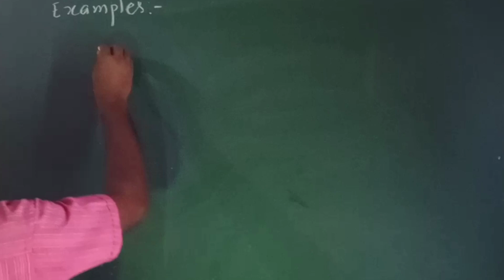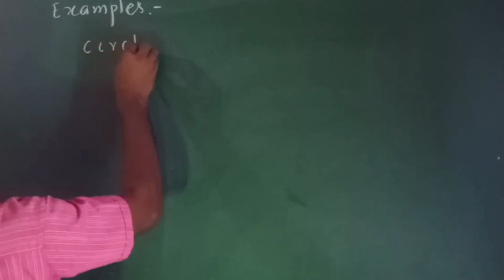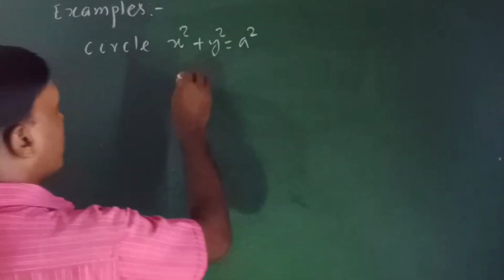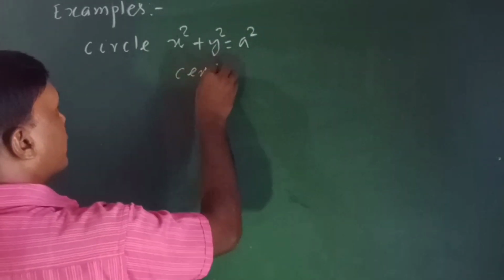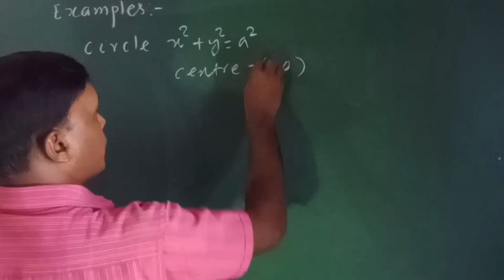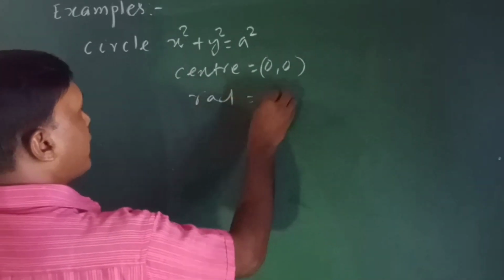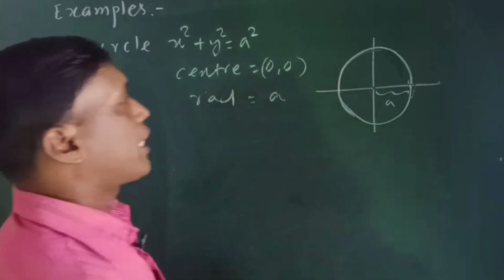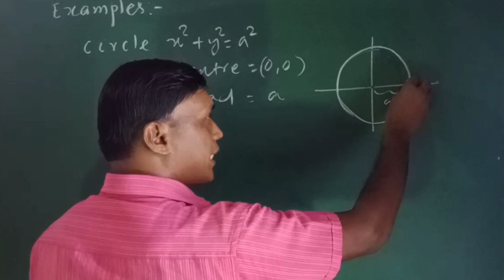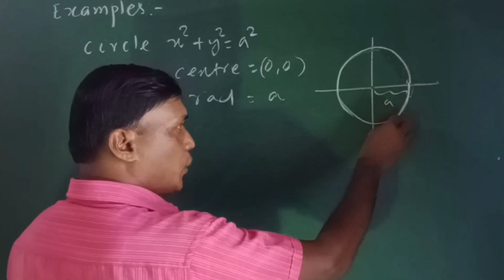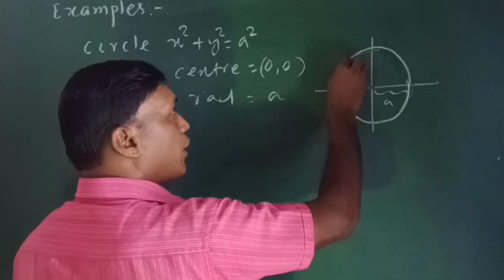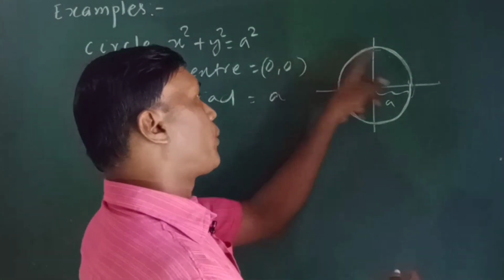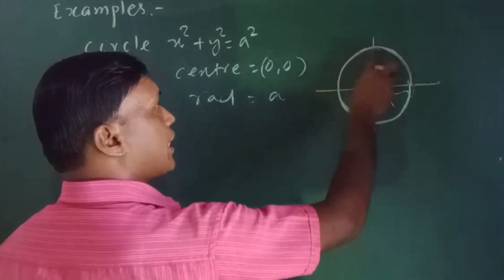Let's take some examples. We know that the equation of a circle is x square plus y square is equal to a square. Here the center is the origin. We know the center is at (0, 0) and the radius is a units. So if we draw this circle, then this is the circle. When we draw this circle from the starting point to the end, we can draw it without lifting the hand. So this is a continuous graph.